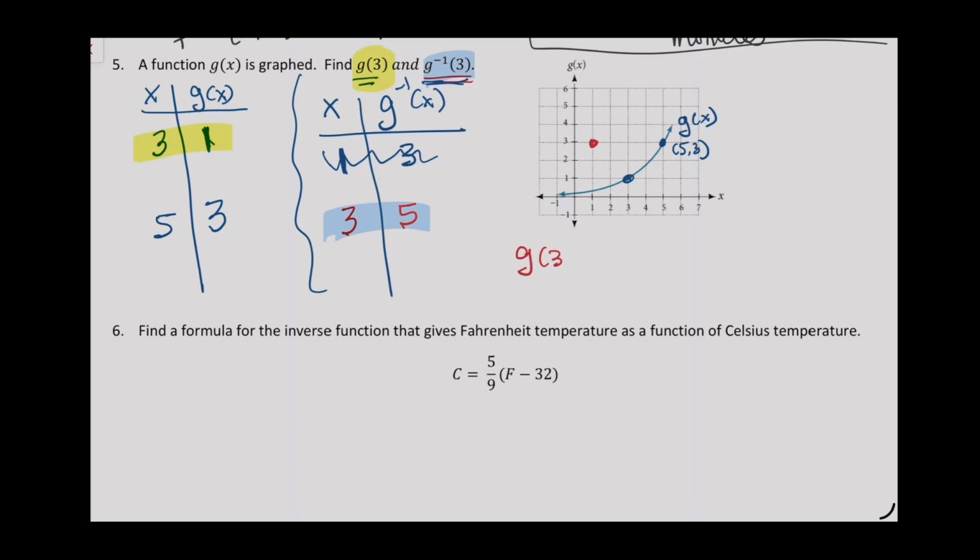Actually, I'll do this in a different color. This one was the yellow part. g of 3 is 1. And the second part was g inverse of 3, and we decided now that that is 5. All right, so (5, 3) and then (3, 5). This is going to be the graph of our inverse function. And I'll slow down a little bit. All right.